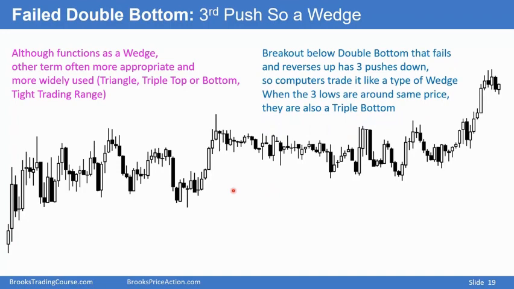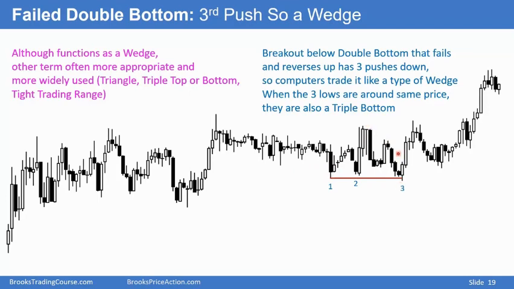I mentioned earlier, a breakout above a double top that fails is a wedge top. If you have a double bottom and a bear breakout and it reverses up, you have three pushes down. Computers will treat it like a wedge. Here we have an attempt at a double bottom, and we have a bear breakout. Three pushes down, 1, 2, 3. To me, it's functionally the same as a wedge.